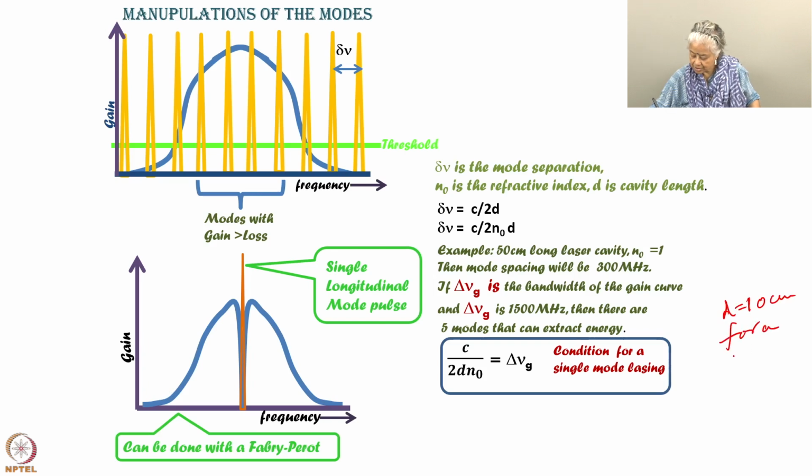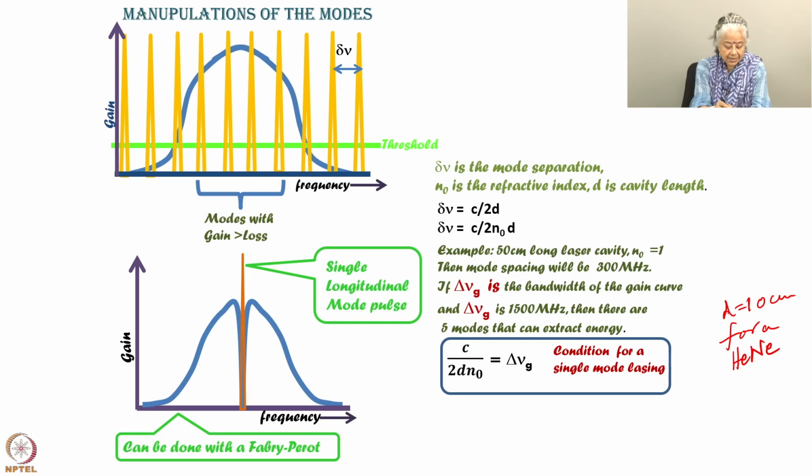for a helium neon laser. 10 centimeters is too small an active medium. Imagine it is just this much length of the active medium. I mean, it seems very impractical.